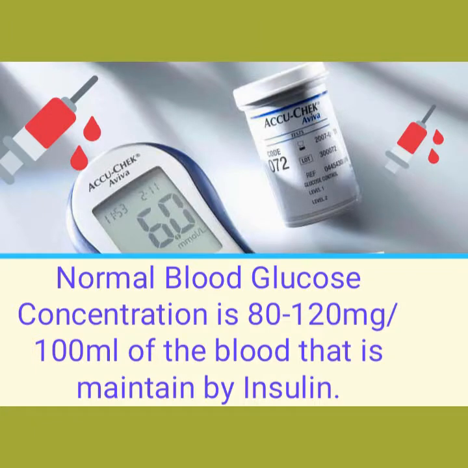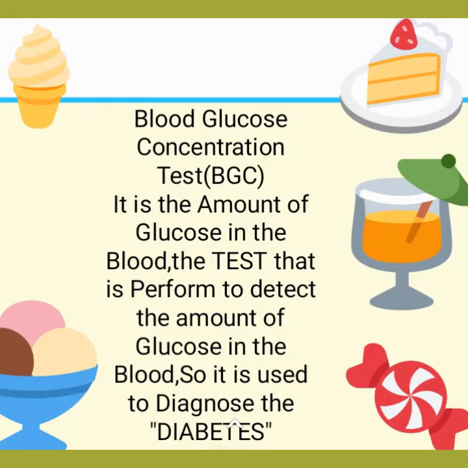So, as we know, the normal blood glucose concentration is 80 to 120 milligram per 100 ml of blood, that is maintained by the insulin. All right, we have already discussed that in the previous lectures. So, today we will see the blood glucose concentration test, abbreviated as BGC. It is the amount of glucose in the blood.